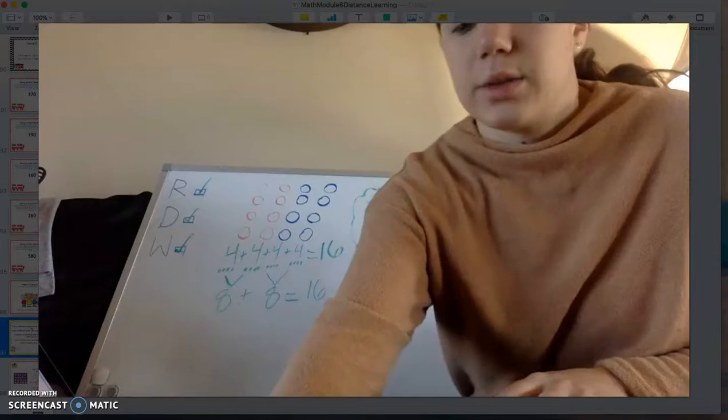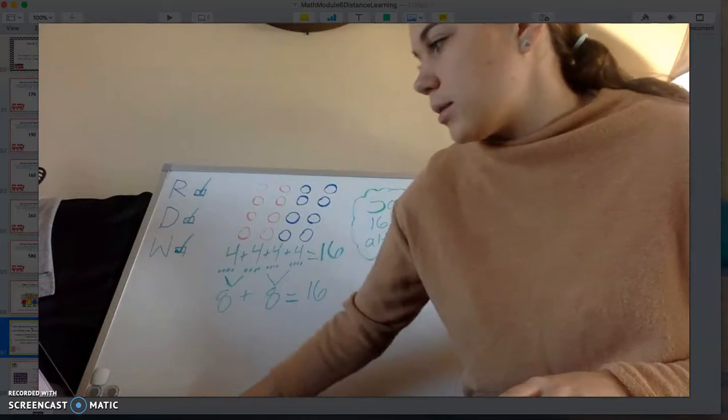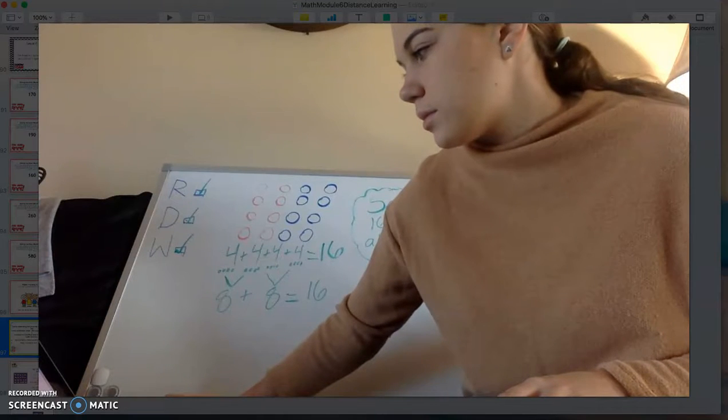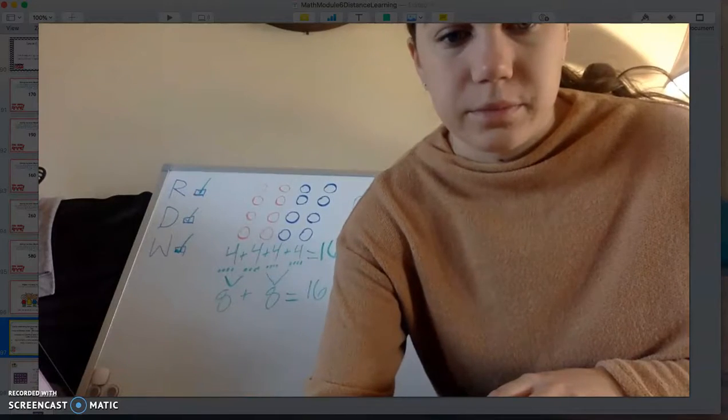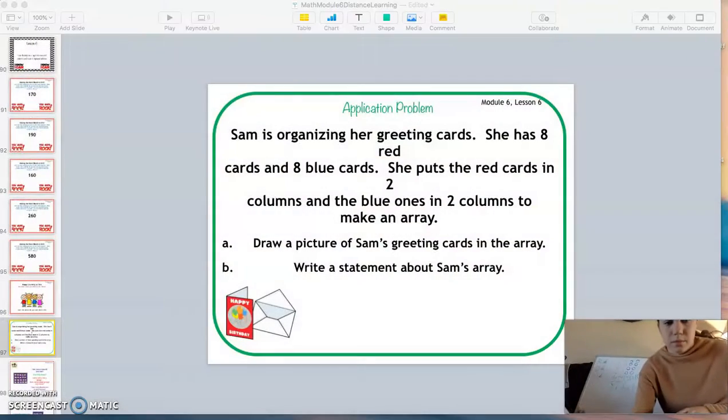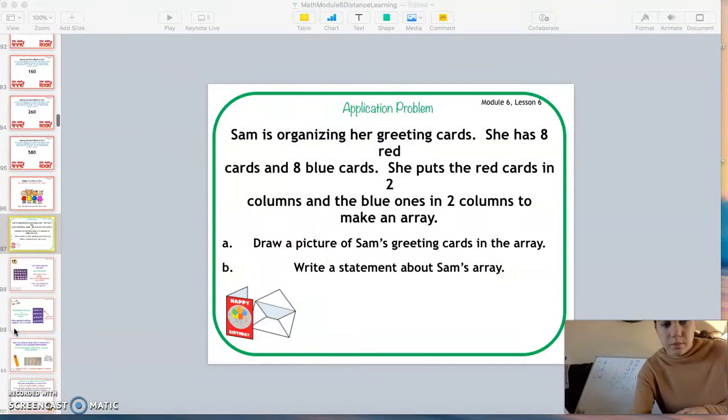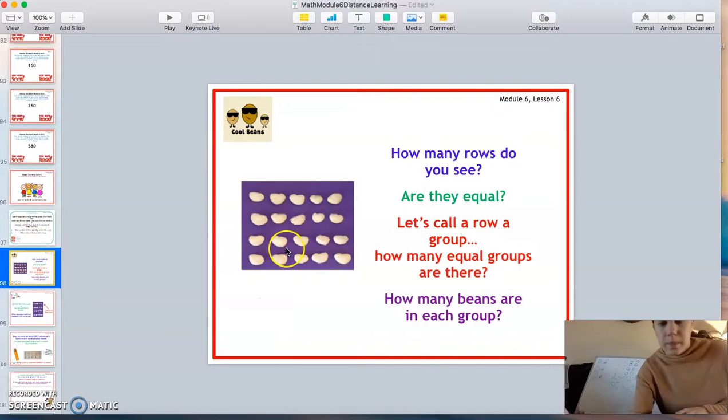Now we're going to move on to our next problem, but I'm not going to show it on the board. Actually, yes I am, so you can see this. So it says, how many rows do you see in this picture? Remember, rows go this way, so let's count. 1, 2, 3, 4. There are 4 rows in this picture. Are they all equal? Go ahead and count each row. How many are in each row?